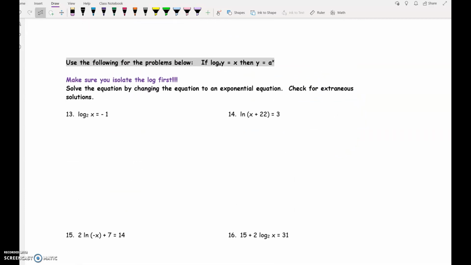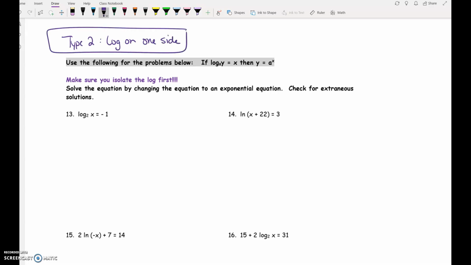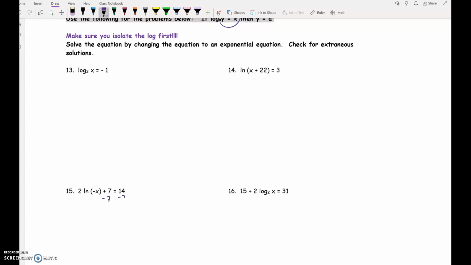Okay, now we're moving to type 2. Type 2 is log on one side. When we have log on one side, you are going to isolate the logarithm and then change forms. Change it back to exponential and then solve it. Remember the logarithm, a to the x equals y, and that's what they have written right here. So get the log by itself. Like, look at number 15. See how there's something multiplied in front, there's something added after? On number 15, you would start by subtracting 7 on both sides.